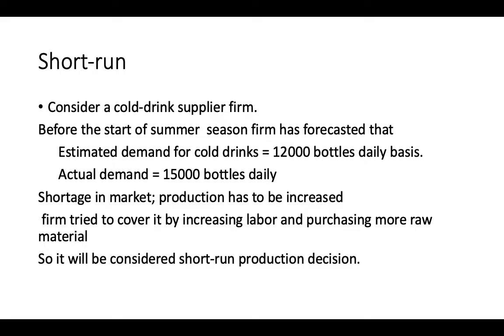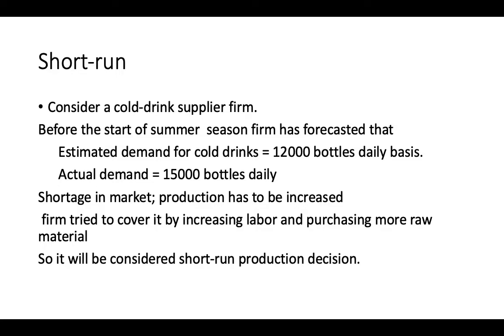So when the season started, actual demand is 15,000 bottles on a daily basis, which is higher than the estimated one. It means that there is a shortage in the market. Now, to meet that shortage, a firm has to increase the production. And it requires some necessary steps. For that, the firm tries to cover this shortage by changing the variable factors of production, that is either by increasing the labor and purchasing more of the raw material.